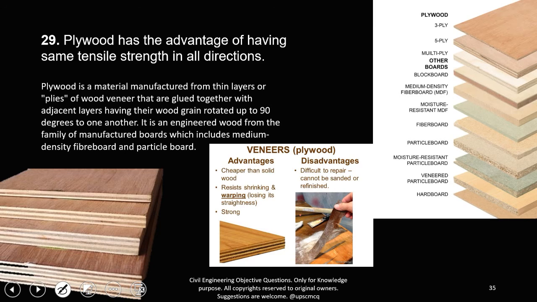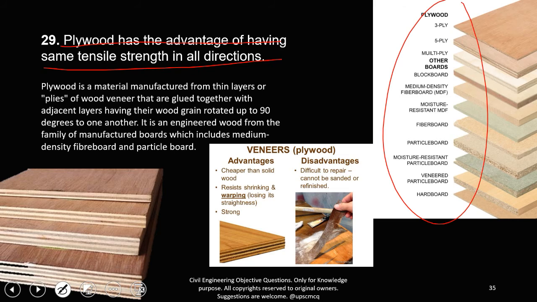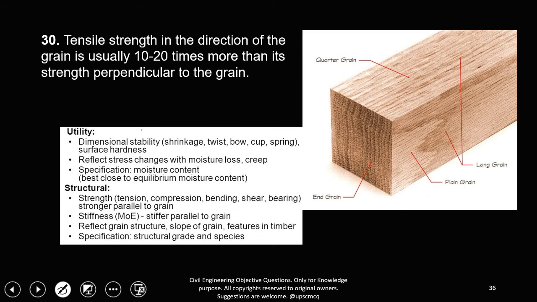Thank you. Now, plywood has the advantage of having the same tensile strength in all directions. These are certain types of plywood, and these are the advantages and disadvantages. Plywood is a material manufactured from thin layers or plies of wood veneer that are glued together with adjacent layers having their wood grain rotated up to 90 degrees to one another. The tensile strength in the direction of the grain is usually 10 to 20 times more than its strength perpendicular to the grain in timber.